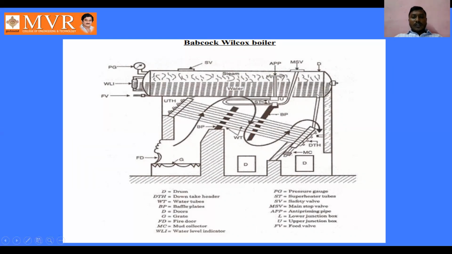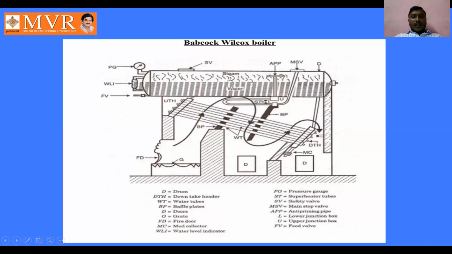The water coming from the boiler shell enters into these water tubes. Due to these hot gases, the water in the water tubes gets heated by the convection process, and it is changed into steam, and the steam enters here in the upper part of the boiler shell.